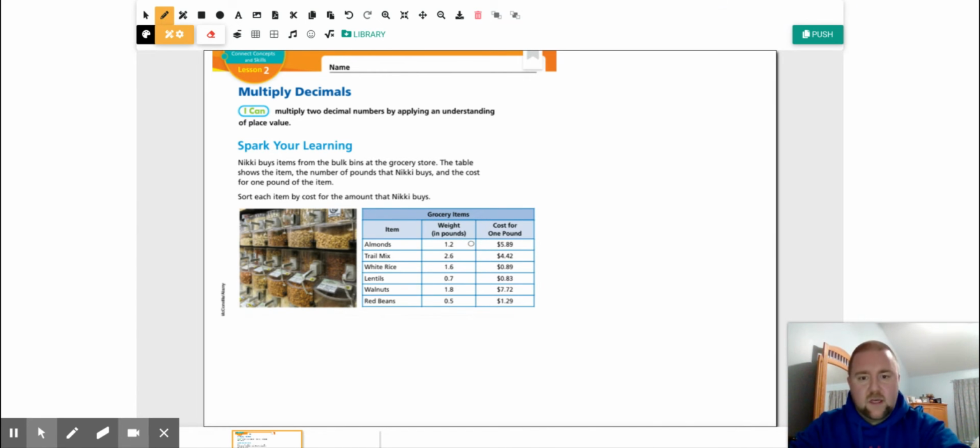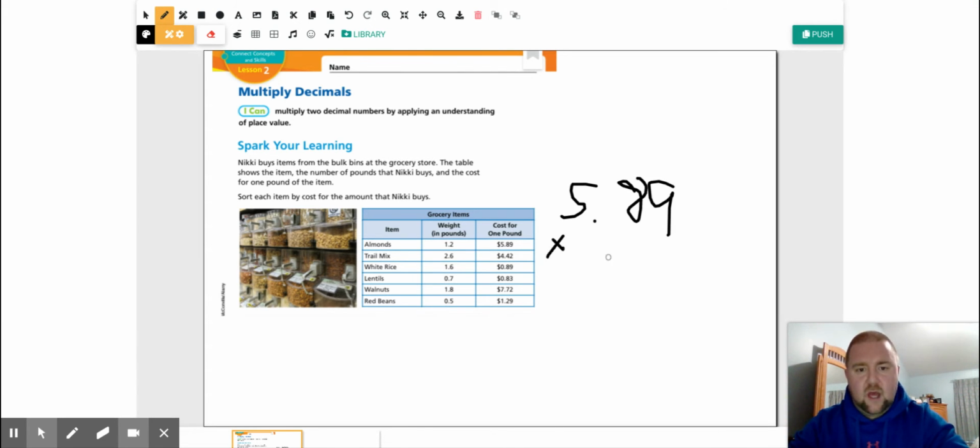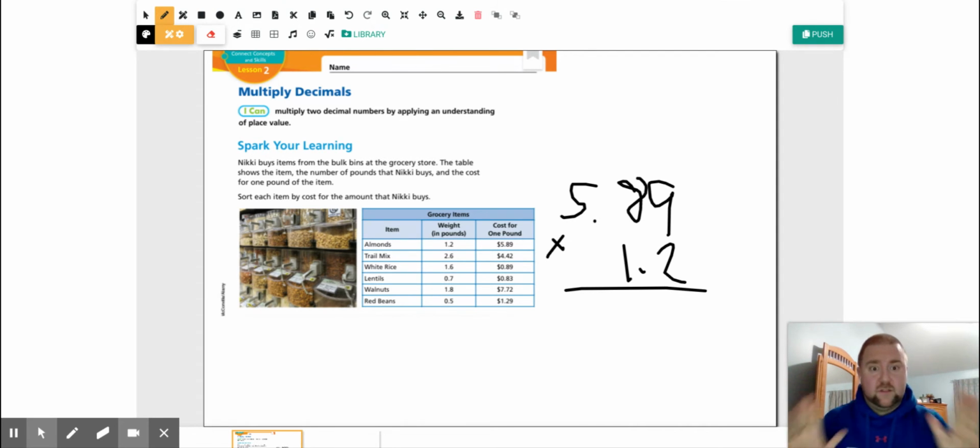Okay, so I have a little chart here that Nikki went to the grocery store, and there's a certain amount of weight that Nikki was buying, and then the cost per pound. So, for example, we've got 1.2 pounds, or 1 2/10 pounds, of almonds, and each pound is $5.89. So, in order to find the total cost, we would have to do 5 and 89 hundredths times 1 2/10. Now, I like to do estimating first.